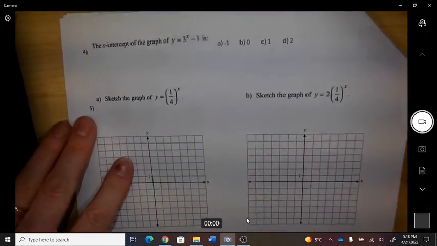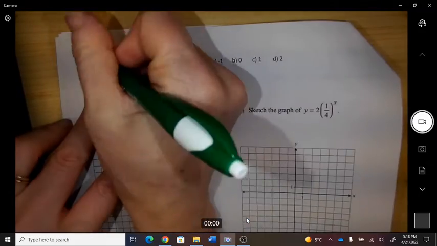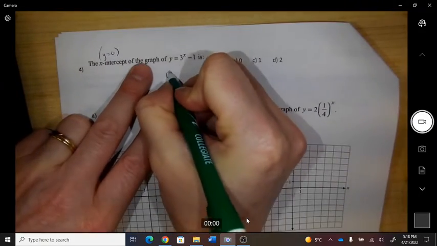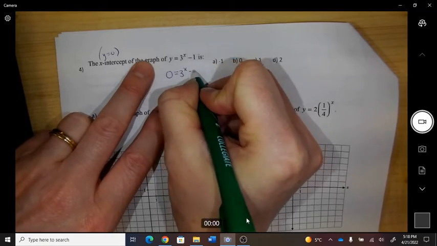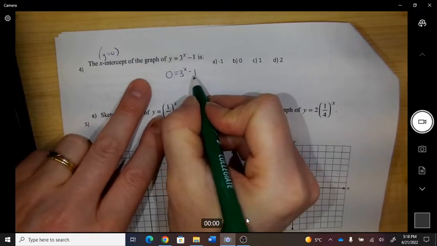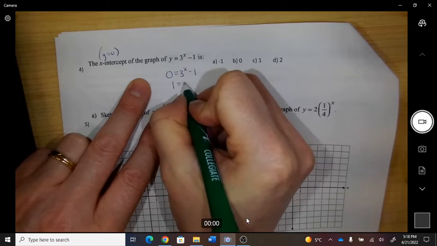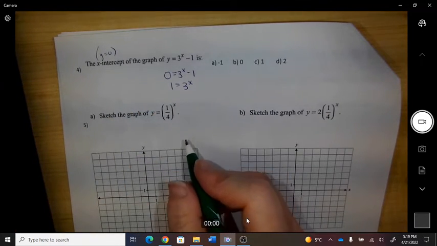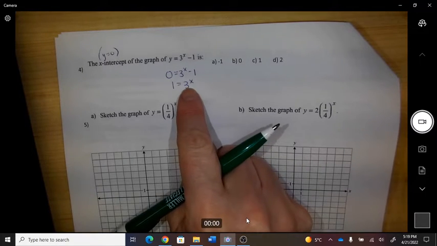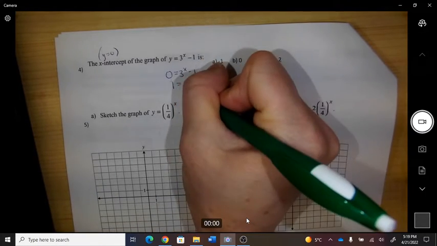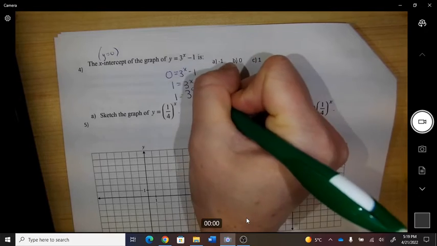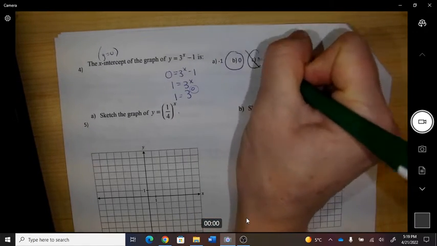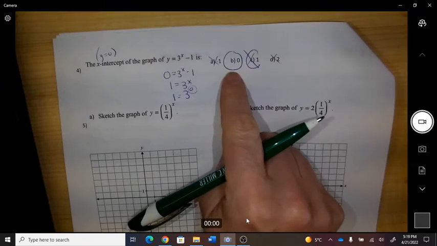What is the x-intercept of this graph? So an x-intercept is where y is 0. So 0 equals 3 to the x minus 1. I'm going to add 1. So now think about what that exponent is. So what 3 to the what is 1? 3 to the 0 is 1. So x equals, whoops, wrong circle. x equals 0.